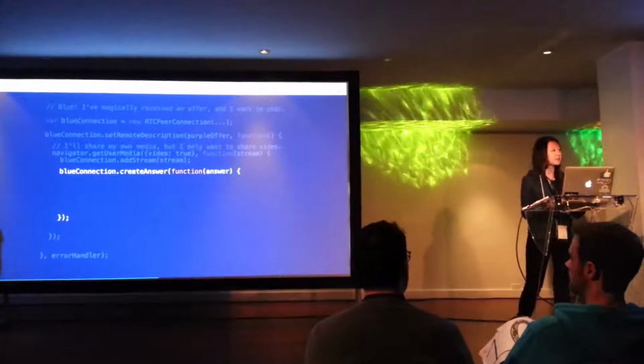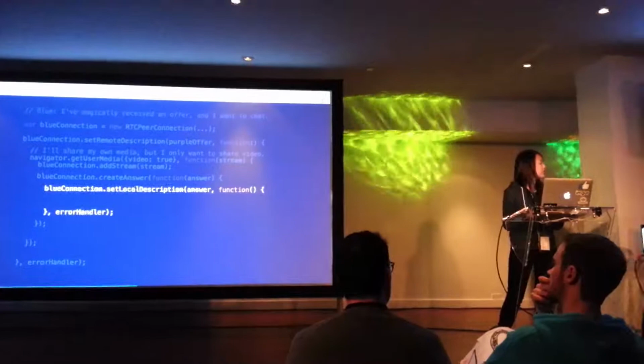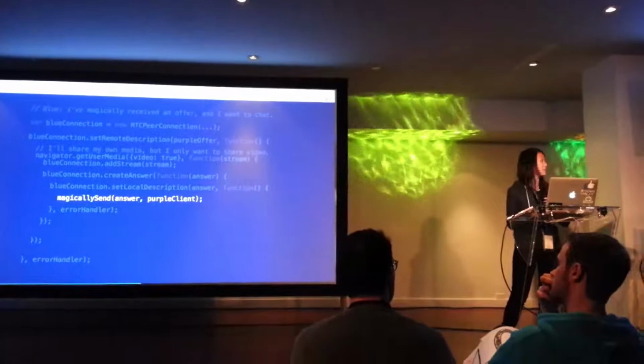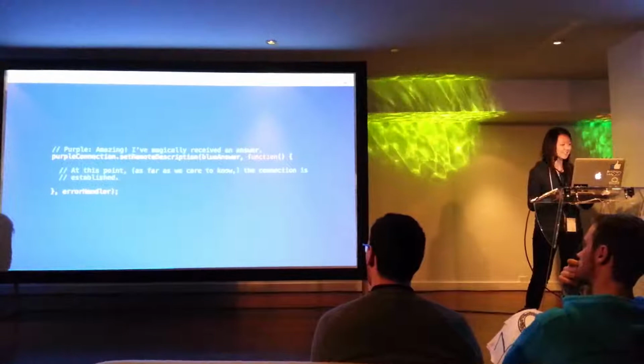And this answer is another snapshot of sorts of the point in time in which Blue wants to talk to Purple, and it contains its audio settings or video settings. So then Blue also saves his answer locally, and then magically sends the answer to Purple. Purple magically receives the answer and sets it as remote, same thing.